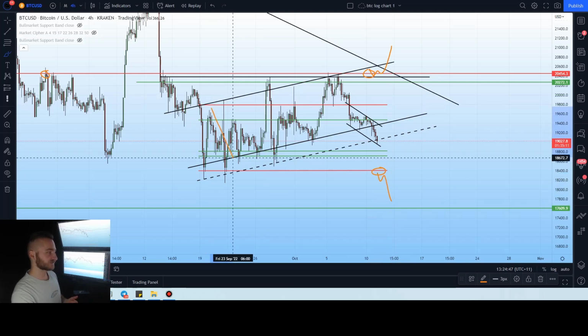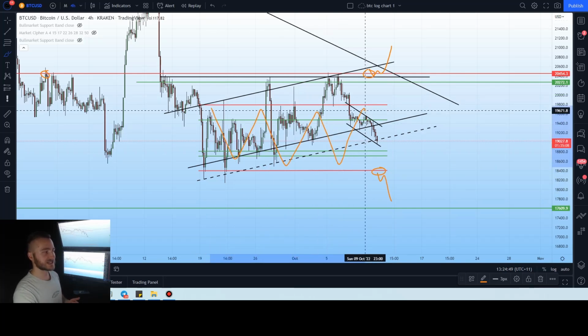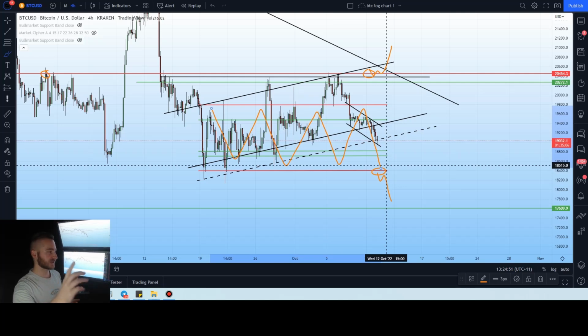Until then, yes, we have this huge range. It's like an 8-9% range of massive swings up, massive swings down. But it's by no means a bad thing that we're seeing these pullbacks or these pump ups.